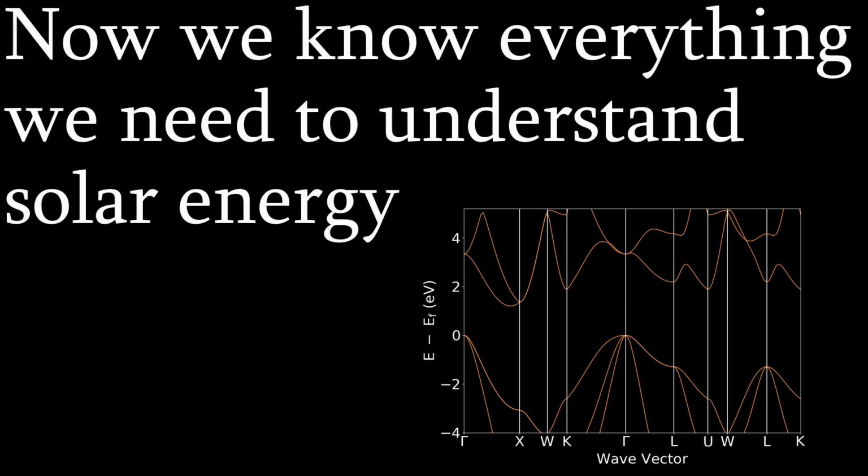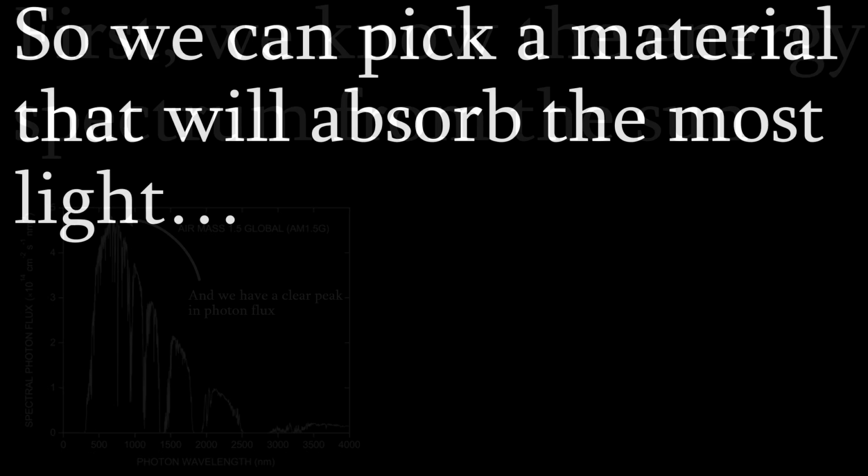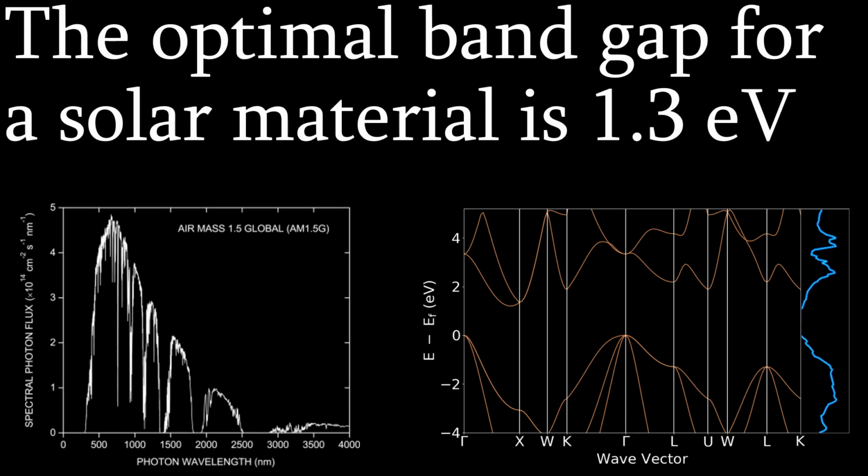Now we know everything we need to understand solar energy. First, we know the energy spectrum from the sun. Remember that wavelength is proportional to energy for photons. And we have a clear peak in photon flux. So we can pick a material that will absorb the most light. The optimal band gap for a solar material is 1.3 electron volts.